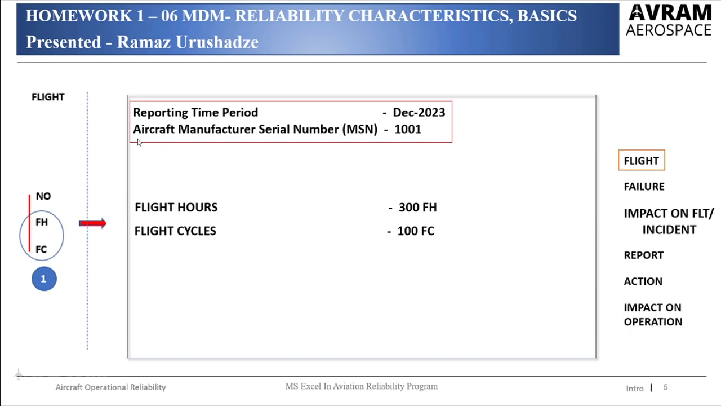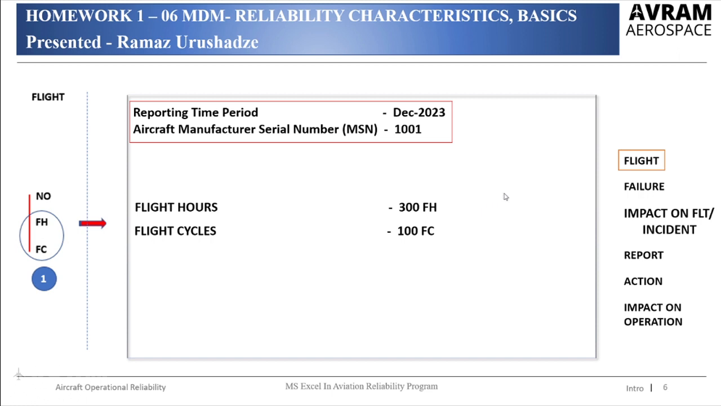Let's say in our fleet we have only one aircraft. For learning and training purposes, let's keep it simple. And aircraft manufacturer serial number is 1001. Reporting time period is December 2023. In December 2023, our MSN 1001 did 300 flight hours and 100 flight cycles. This information is general given data.